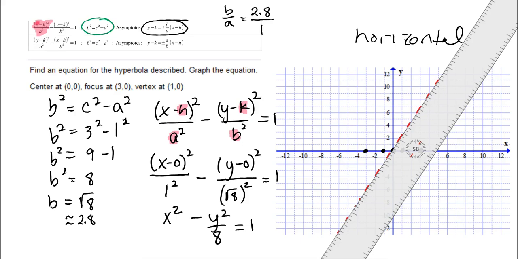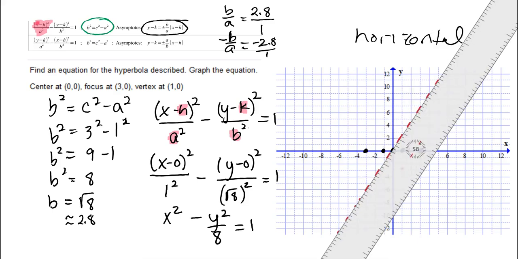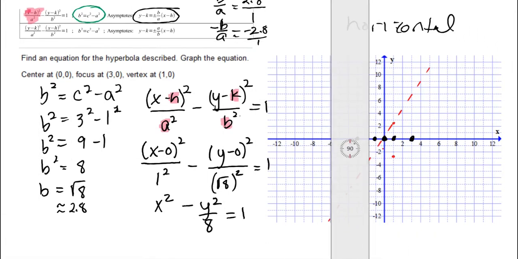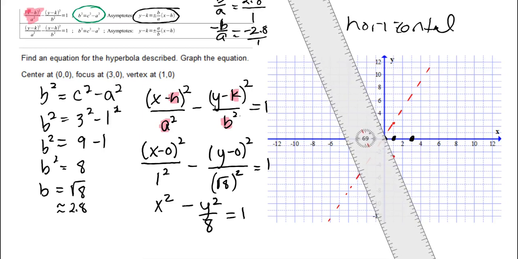And then I need to also have one with a negative b over a. So it's negative 2.8 over 1. So I'm going to go down 2.8 and over 1, which would be about right here. Connect those 2 points to give me my other asymptote. So it's connecting the center with the slope of negative 2.8.